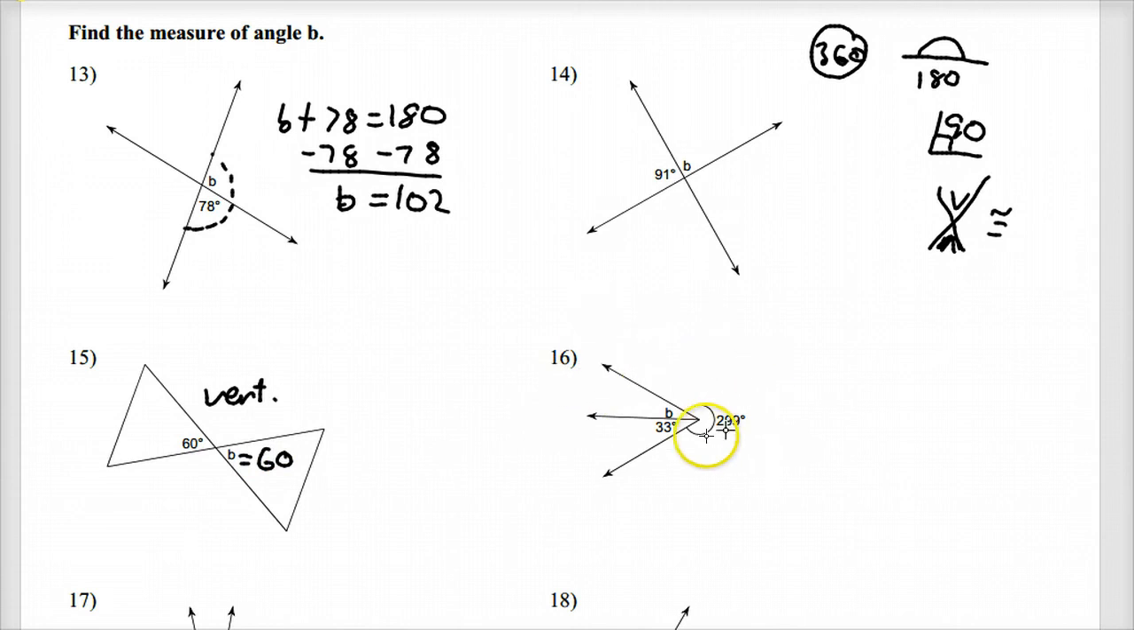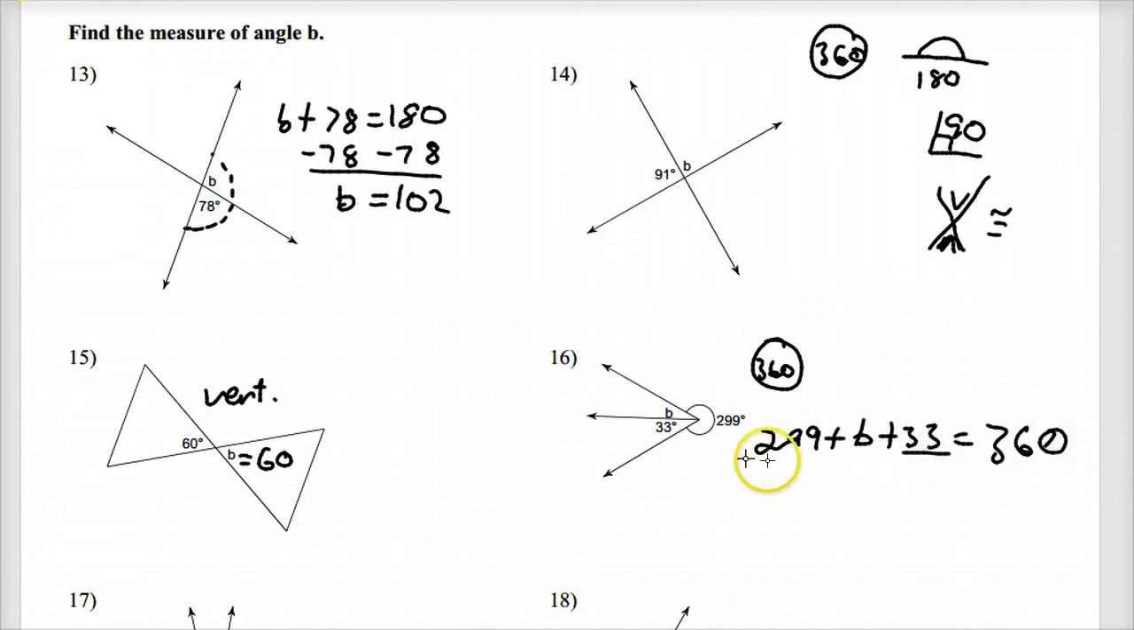This is a little bit different. It's got a full circle going on. We have 299 plus B plus 33. So we're rotating in a full circle here. That would be 360. So I'm going to have 299 plus a little bit more, which is B, plus a little bit more, which is 33. Altogether, that makes 360. I could combine 299 and 33. That's like 332. Actually, that's exactly what it is. 332.